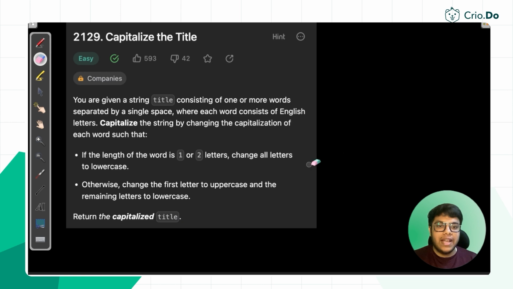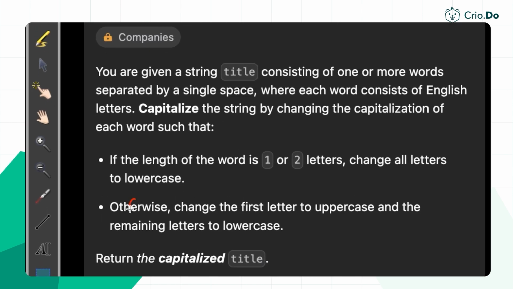Coming back to the next requirement. The next requirement is otherwise, that is, if the word length is more than 2, at least 3, then change the first letter to uppercase and the remaining letters to lowercase. So we have to make only the first letter of every word uppercase, and all the other letters will be lowercase only. And we have to return the updated title string.